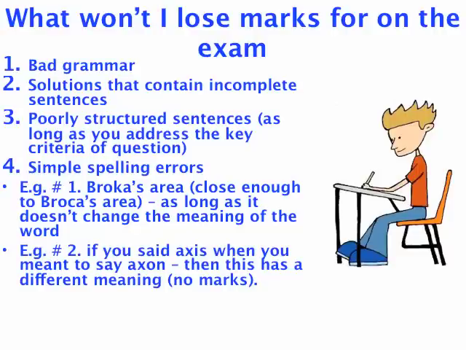But what you do lose marks for is if the word changes meaning. So when we're talking about components of a neuron and we say the word axis when we mean axon, well, axis has got a totally different meaning to axon. So you're not going to get the mark for that.